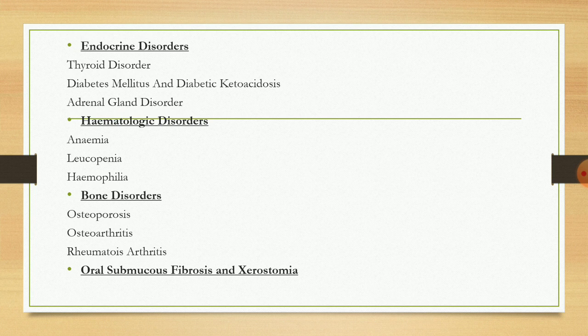Next we have endocrine disorders, among which we have thyroid and diabetes mellitus, which is very important and can come as a separate question too. So diabetes needs to be read in detail with type 1 and type 2 disorders. Next we have adrenal gland disorders. Then followed by endocrine we have hematologic disorders. In that we have anemia, leukopenia and hemophilia. Then followed by that we have bone disorders with osteoporosis, osteoarthritis and rheumatoid arthritis.